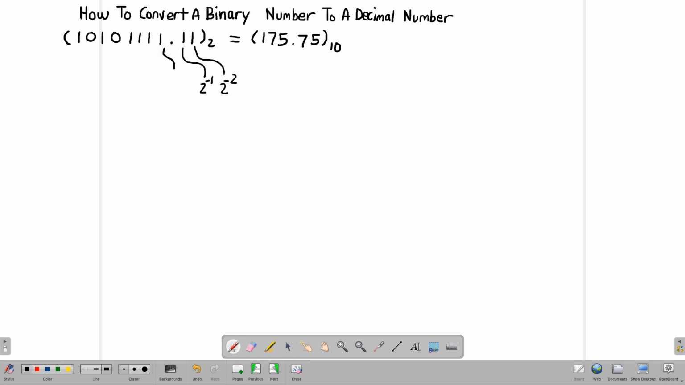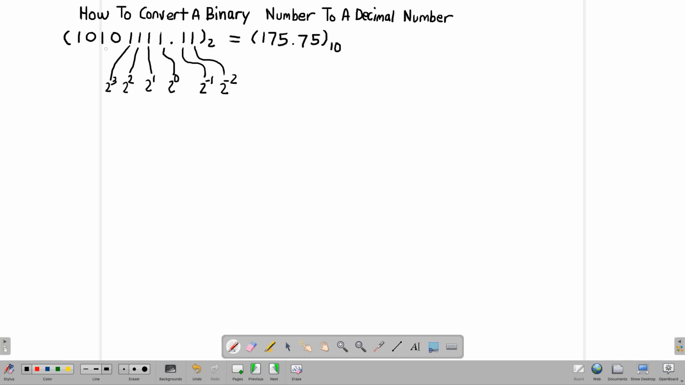So we have this 0 here, which is going to represent 2 to the 0 power. This one is going to be 2 to the first power. This one will represent 2 to the second power. This position will represent 2 to the third power. And so the 0 is turned off. I'm not going to consider it.